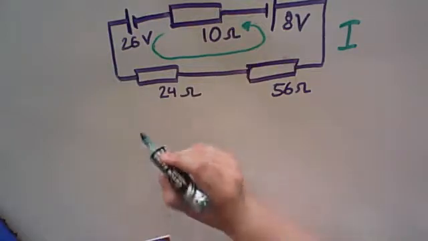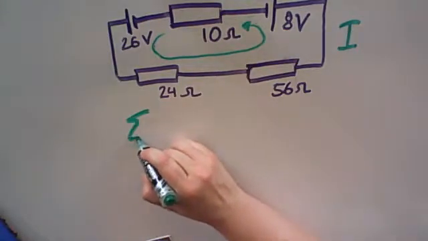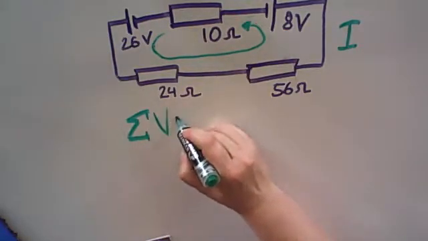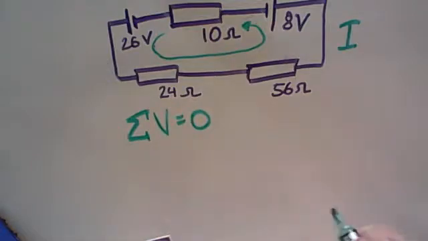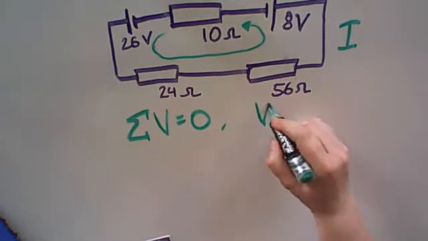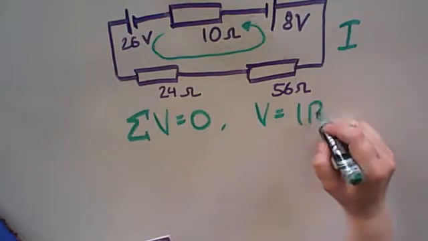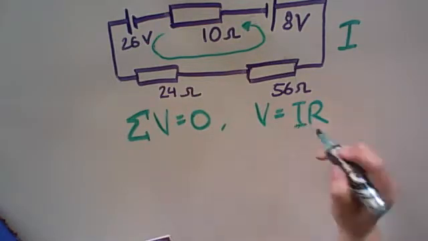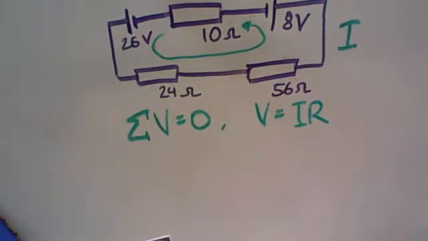And I'm going to take advantage of two things. One is that the sum of the voltages equals 0. And the second is that Ohm's law applies. And this allows me to sneak I into a problem that's only got V's and R's.